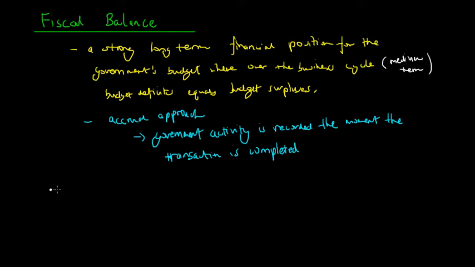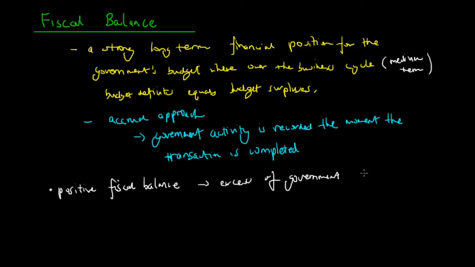So we have what is known as a positive fiscal balance. And although the government tries to achieve an even fiscal balance over the medium term, a positive fiscal balance means that there is an excess of government savings. And this is good because it means that there are sufficient funds available to finance further government activities without the need to borrow overseas or borrow from the private sector or to borrow from the RBA.